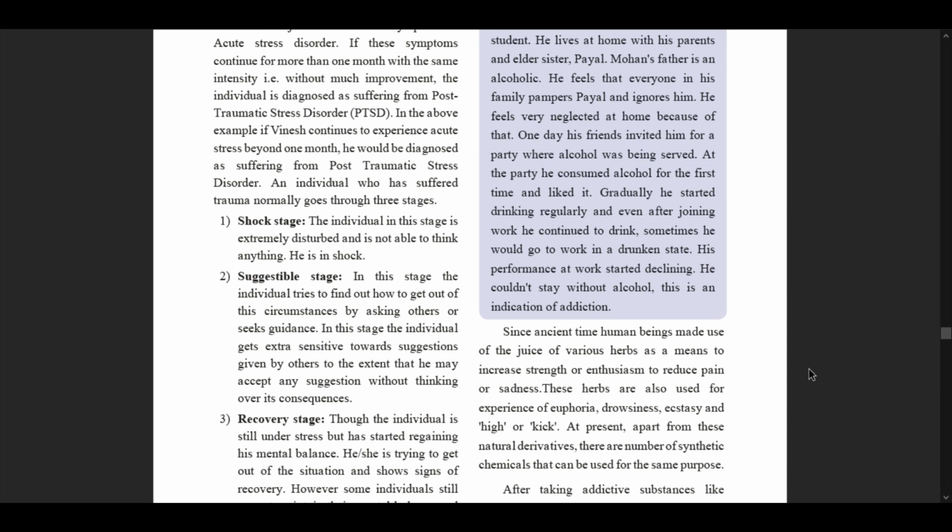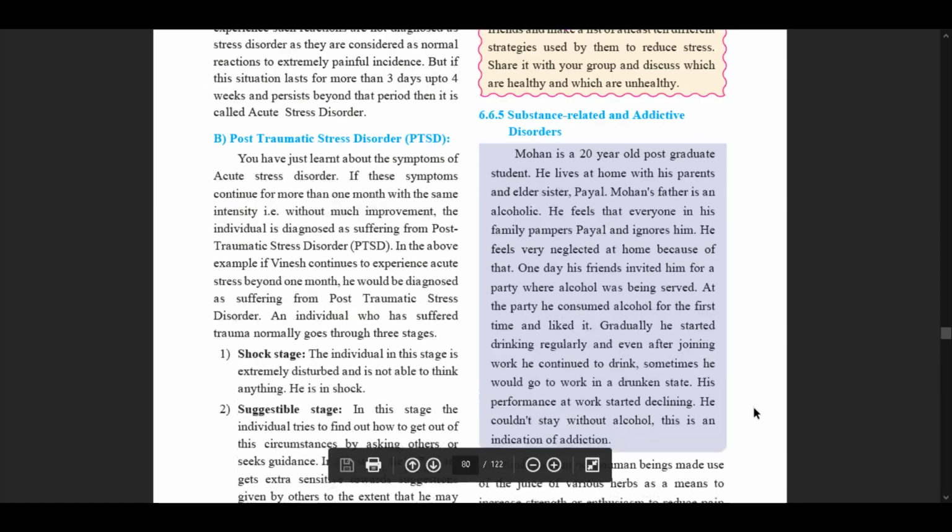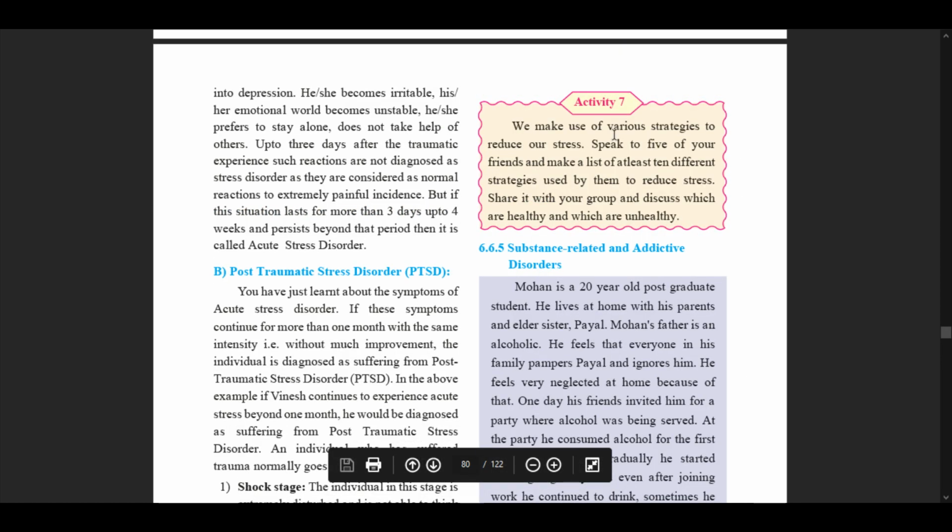Then we move forward to the third stage, that is the recovery stage. Though the individual is still under stress, he has started regaining his mental balance. He or she is trying to get out of the situation and shows signs of recovery. However, some individuals still cannot maintain their mental balance and start showing signs of mental illness, post traumatic stress disorder. So this was our unit 6.6.4, and we'll just go through the activity given here.